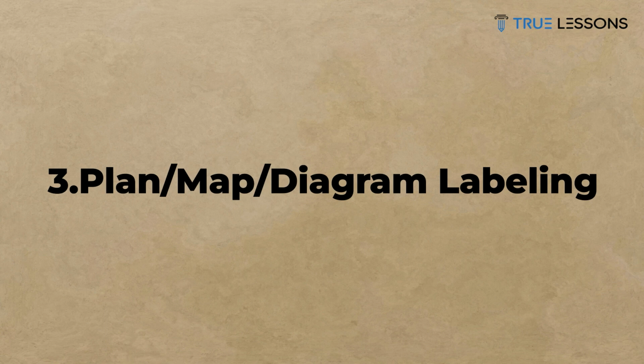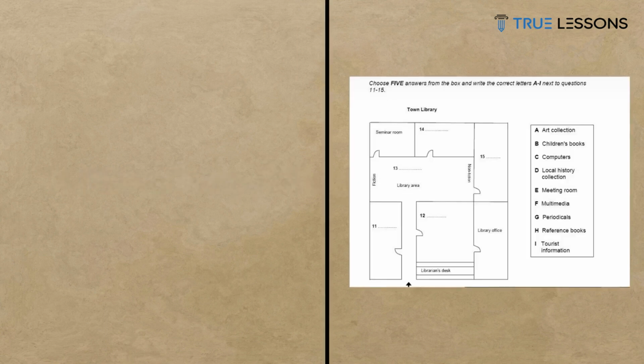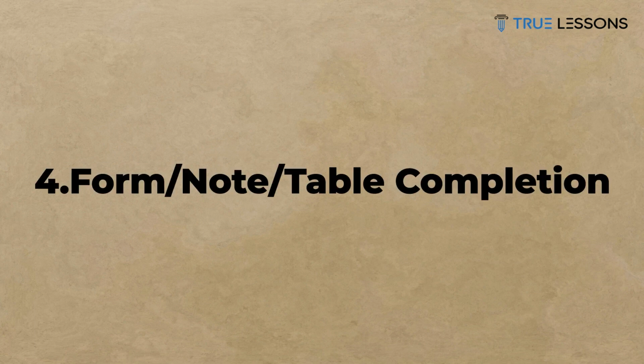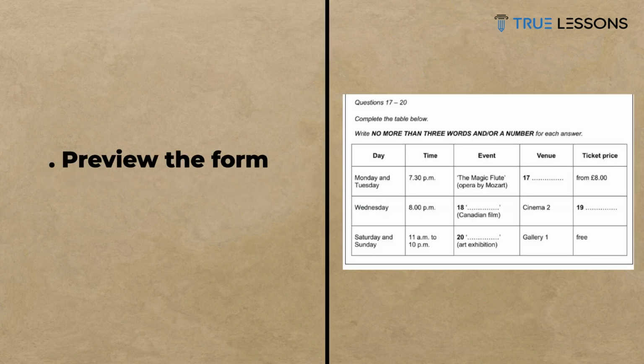Plan, map and diagram labeling questions: familiarize yourself with the layout or structure mentioned in the instruction. Listen for spatial relationships and use context clues to determine where labels fit. Form, note or label completion: preview the form or note before listening. Identify the type of information needed and predict what kind of detail might be missing.